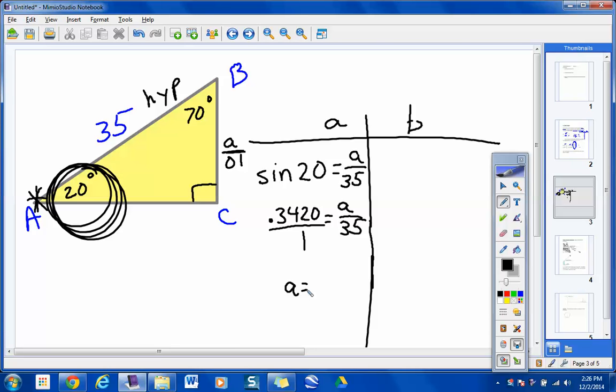11.97. I'm just going to round it up to 12. Is that okay? Okay, real quickly, guys. See if you get 12 in that one. All right. Guys, does it make sense that this distance A would be shorter than 35? Because in a right triangle, isn't the hypotenuse going to be the long side? It is, isn't it? Okay.